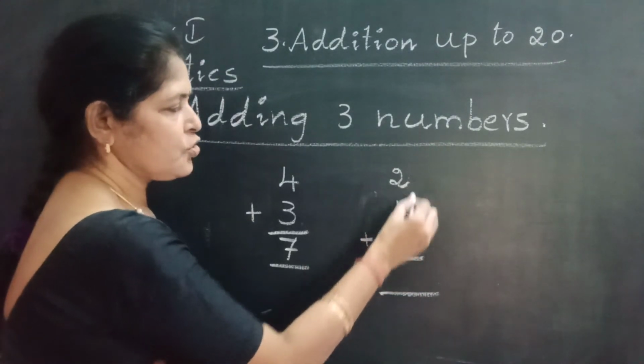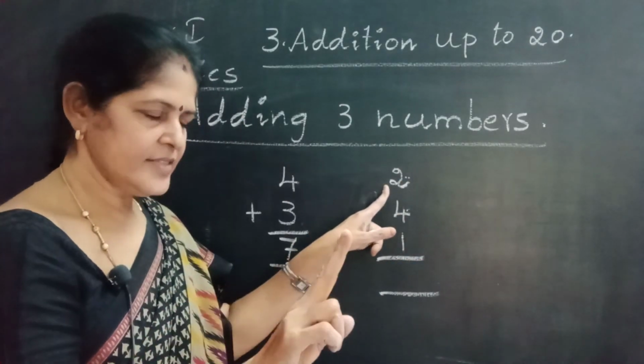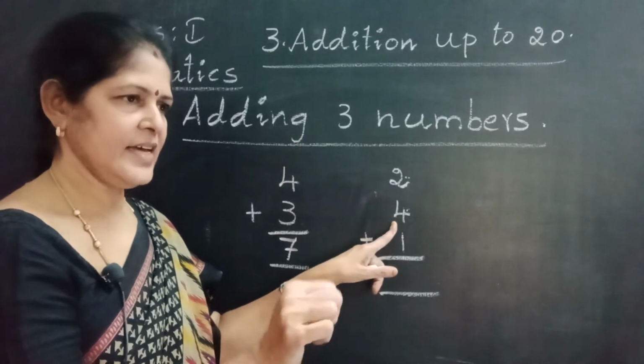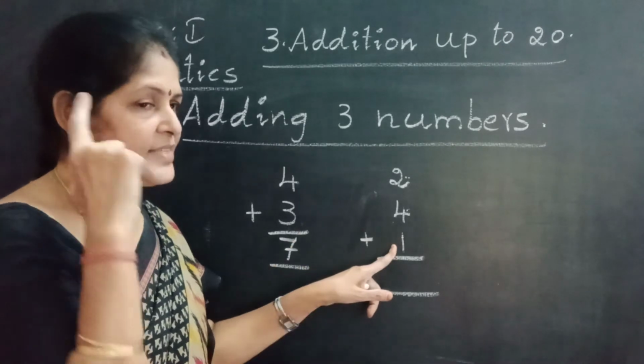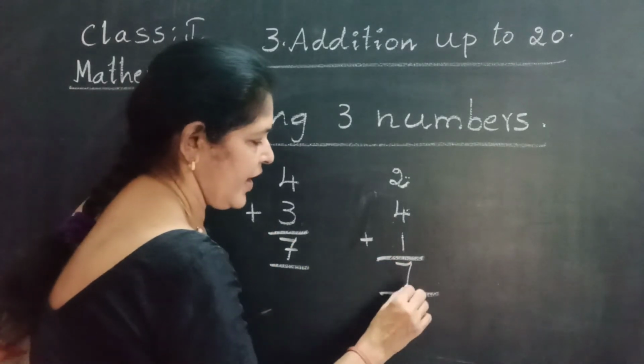First adding these 2 numbers. 2 and 4. Take 2 fingers. 4 after. 5, 6. 6 in the mind. Take 1 finger. What is in the mind? 6. 6 plus 1, 7.